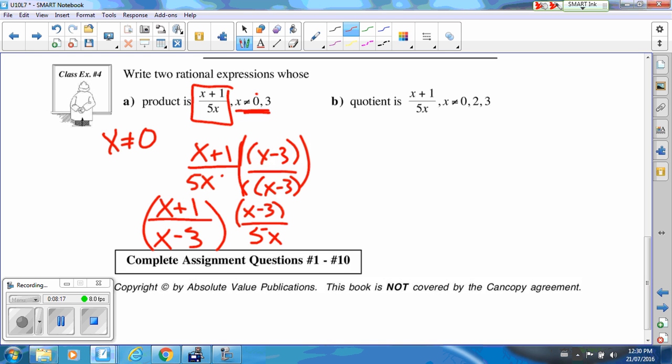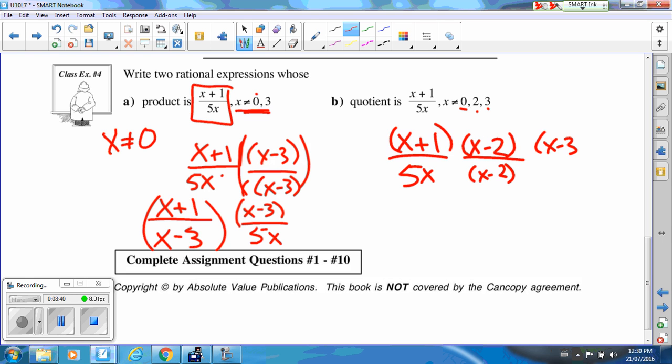If its quotient is this, well, I can see that the 0 makes sense. I've now got 2 non-permissibles that both have to cancel out. So when they cancel, it has to be an x minus 2, top and bottom, and an x minus 3, top and bottom. Now again, I could do all sorts of crazy stuff here. I want to eventually flip it. So if I wanted to, I could just do this. But I could also flip these things around to make it more interesting.